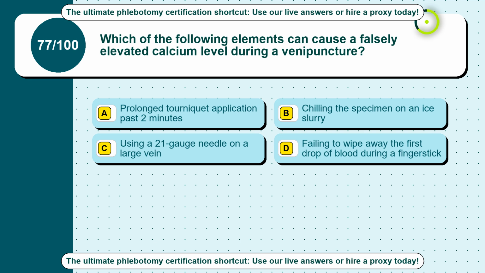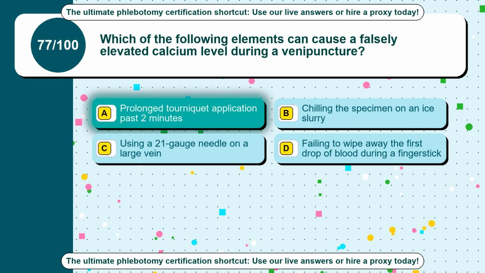Option A, prolonged tourniquet application past 2 minutes. Option B, chilling the specimen on an ice slurry. Option C, using a 21 gauge needle on a large vein. Option D, failing to wipe away the first drop of blood during a finger stick. The correct answer is option A, prolonged tourniquet application past 2 minutes.